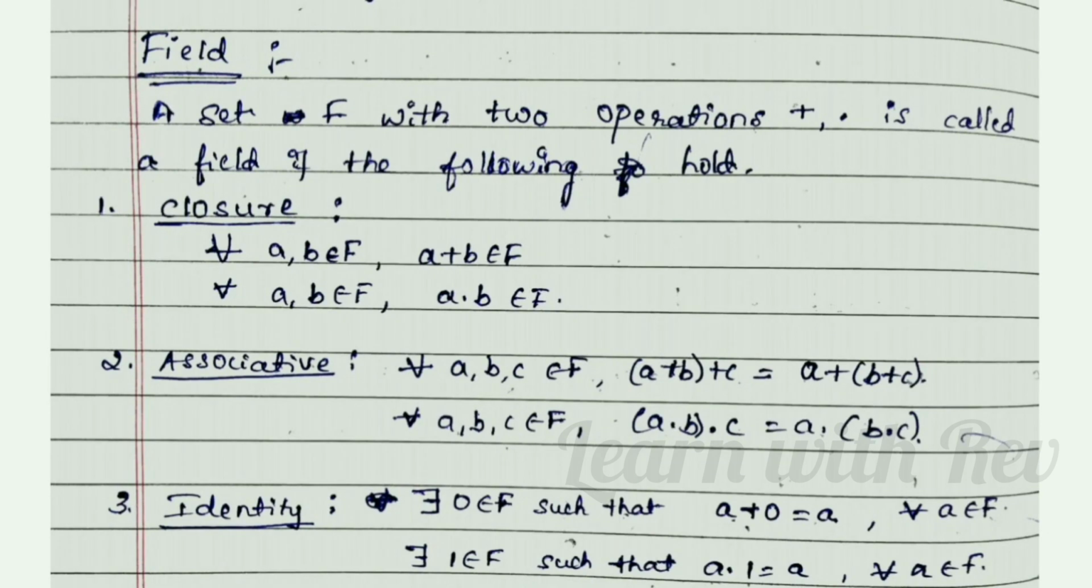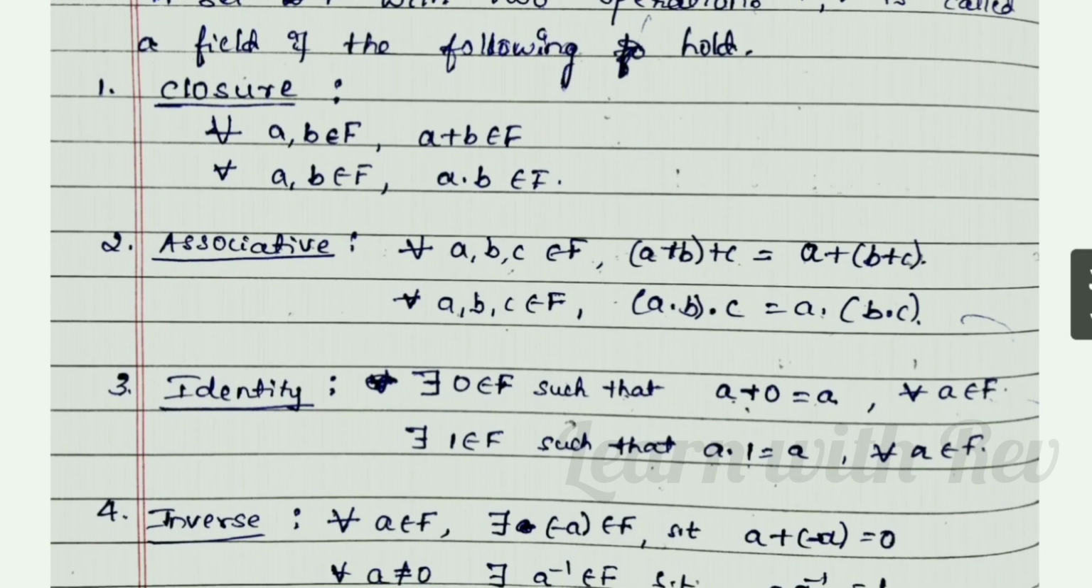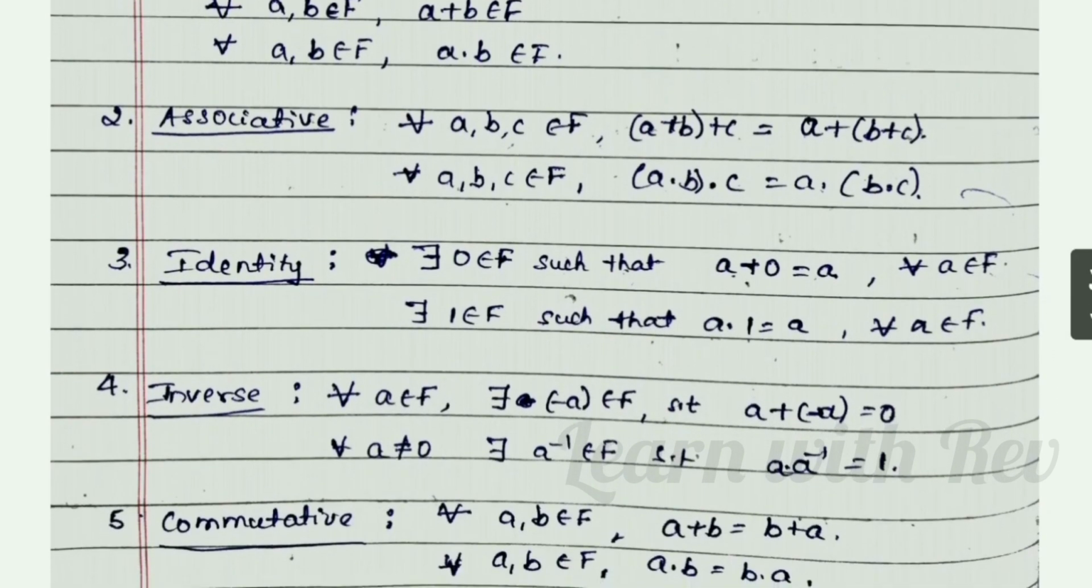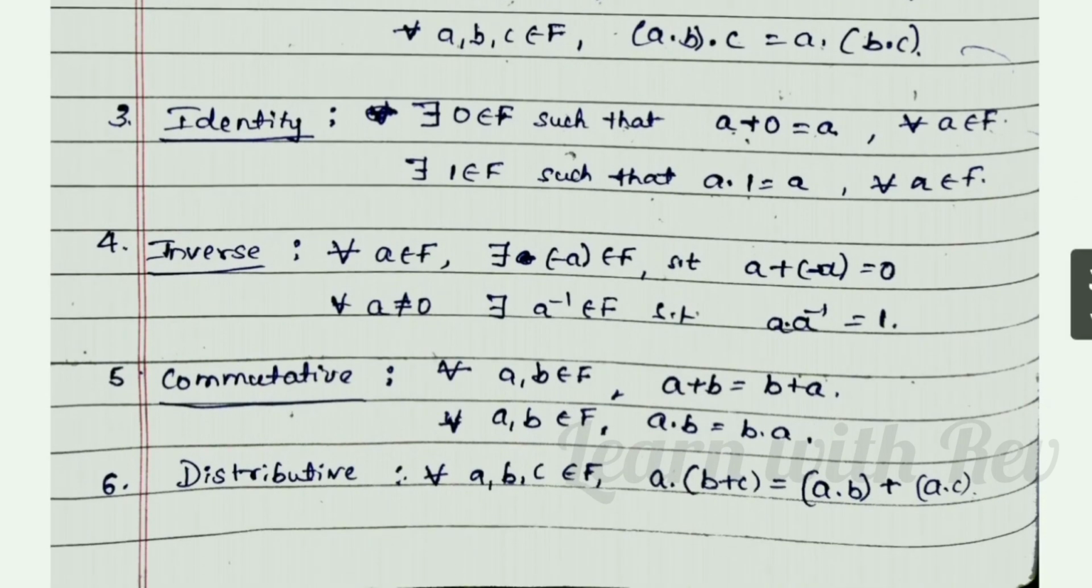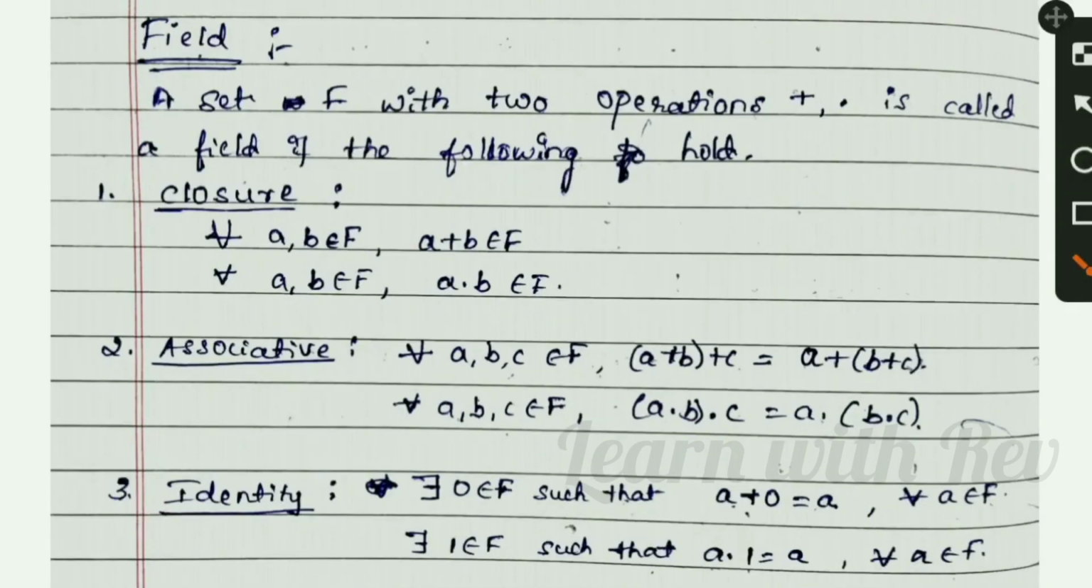A set F with two operations plus and dot, or addition and multiplication, is called a field if the following holds. So here also we have certain properties. Okay, so first one is closure, next associative, third one identity, fourth one inverse. So these four properties we studied in groups. So next, fifth one is commutative, that we have in abelian group, and one more property, that is distributive. So let us see one by one.